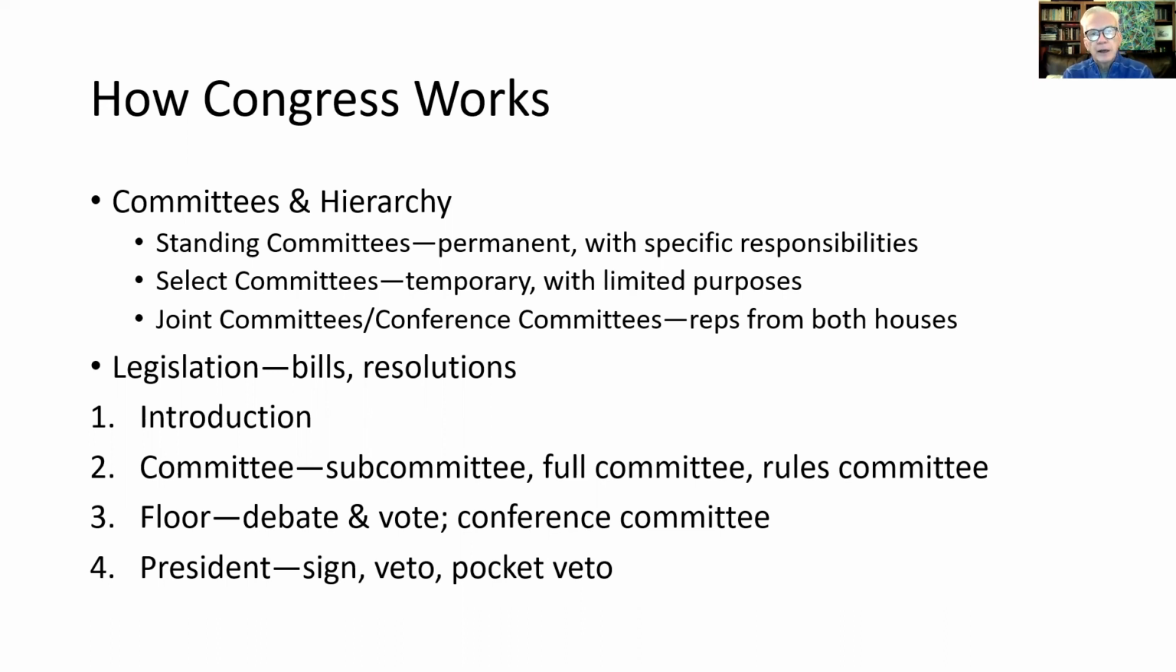Then there are select committees, which are temporary. They have a specific purpose. They're there to investigate something, like the Select Committee on the January 6th insurrection. It's not a standing committee. The idea is that the committee will do its work and then be disbanded.